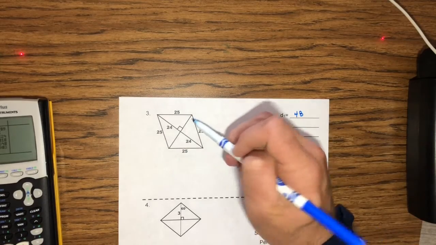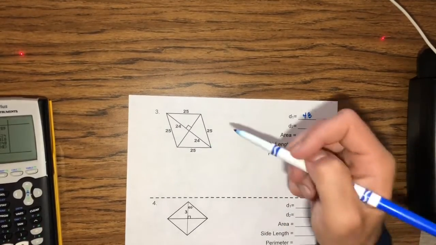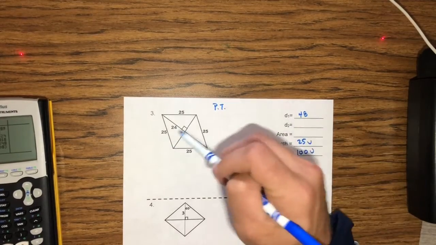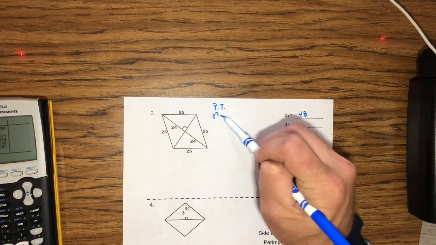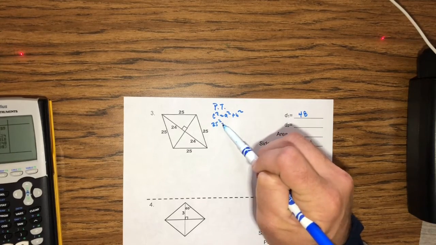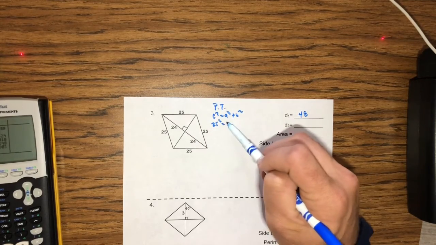But I don't have a diagonal 2. What I am going to have to do is Pythagorean theorem to solve this. My C is 25. My A is 24.